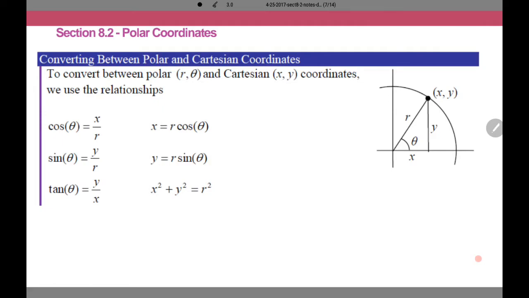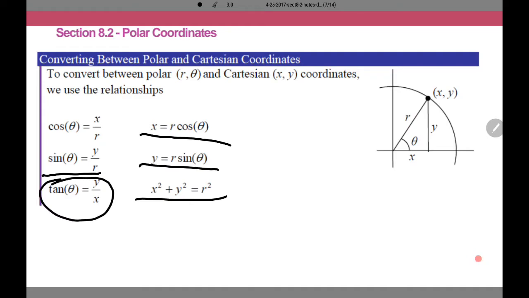To convert between polar and Cartesian coordinates, we're going to use some relationships that we're already familiar with. We've seen that the cosine of theta is equal to x over r, or that x is equal to r times the cosine of theta. Sine is equal to y over r, or y is equal to r sine of theta. We've used x squared plus y squared equals r squared for the circle before. We're also going to use the tangent of theta being y over x. If you look at your reference sheet, these are all on there with your unit circle.